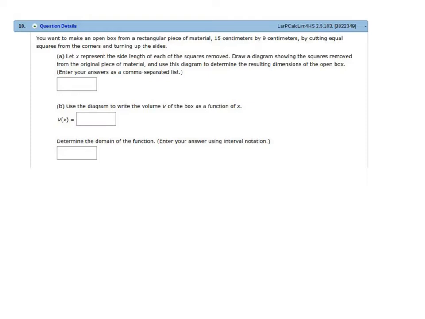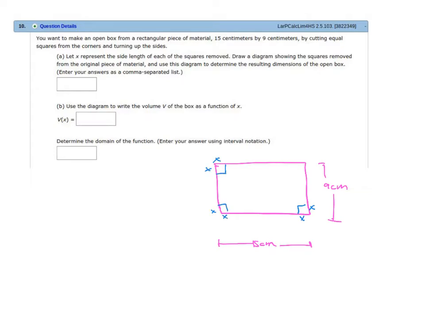So here's what we're going to do. Let's draw the box first. So it is this dimension here, and let's just say this is 15 centimeters, and then this is 9 centimeters. But we're trying to make a box. In order to do that, we have to cut out these little corners, and they say that should be x and x here. So they're equal amounts that we're cutting off, and it's going to be an open box top.